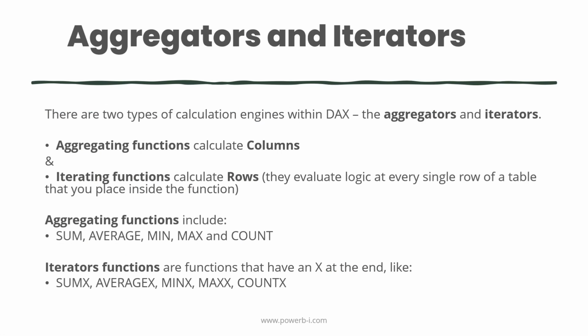But just to reiterate, there are 2 types of calculation engines within DAX. These are the aggregators and the iterators. Aggregating functions calculate columns, and iterating functions calculate rows. Of our aggregating functions are sum, average, min, max, and count, and iterating functions are functions that have an x at the end. So they are the SUMX, AVERAGEX, MINX, MAXX, and COUNTX.